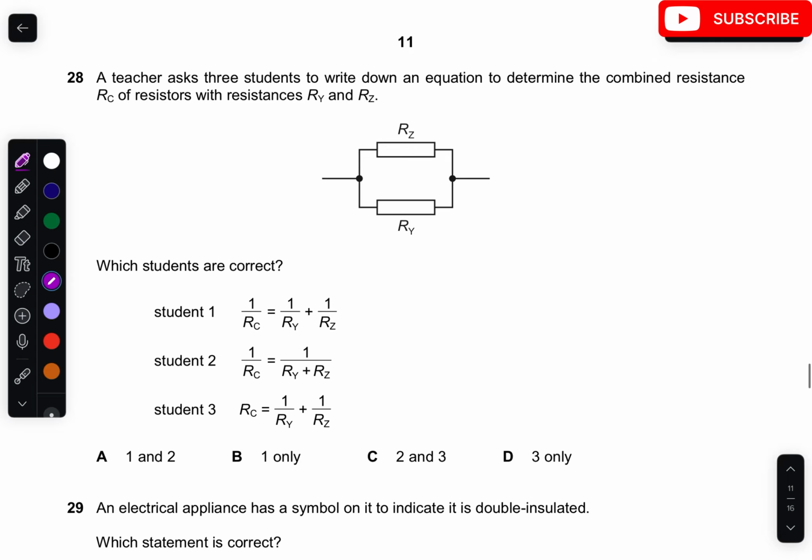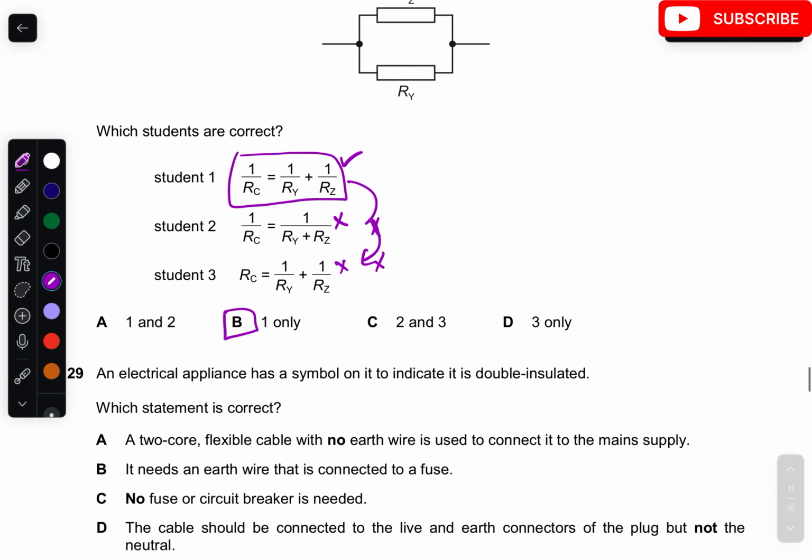In question 28, a teacher asked three students to write down an equation to determine the combined resistance of the resistors. Which students are correct? This is the correct formula. This is not, and this is also not. So only student 1 is correct. That is for the parallel. You have to memorize this. If you rearrange this formula, it's not equal to this, and not equal to this either.